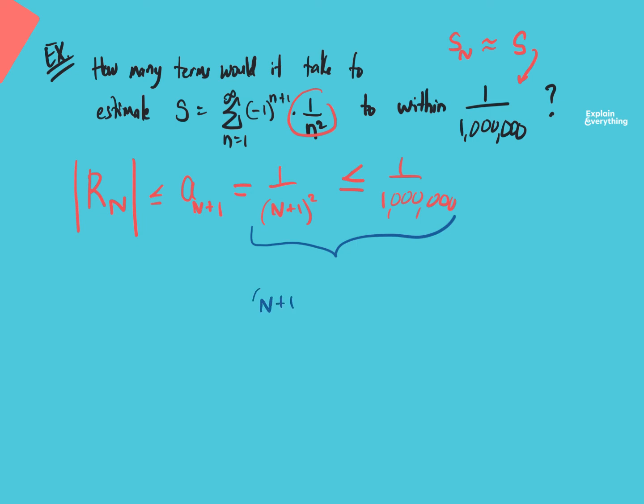n plus 1 squared will have to be greater than or equal to 1,000,000. We take the square root of both sides. n plus 1 is greater than or equal to 1,000. So as long as n is greater than or equal to 999, our remainder will be less than 1/1,000,000th of a unit. So the answer is 999 terms.